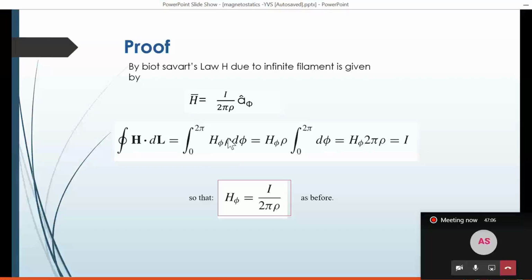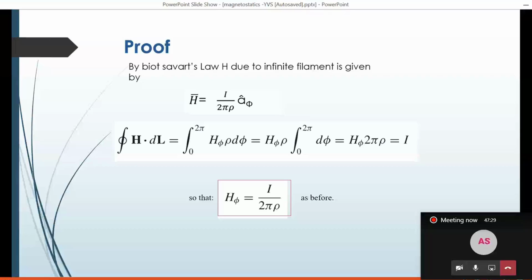Or dl bar is equal to r into d phi into a phi cap, because this path is a curve shape. There is small path. If I consider this from this point to this point, say if this path I want to consider, then what is the equation for this path? It is equal to r into d phi, right? So dl bar is equal to r into d phi into a phi cap.